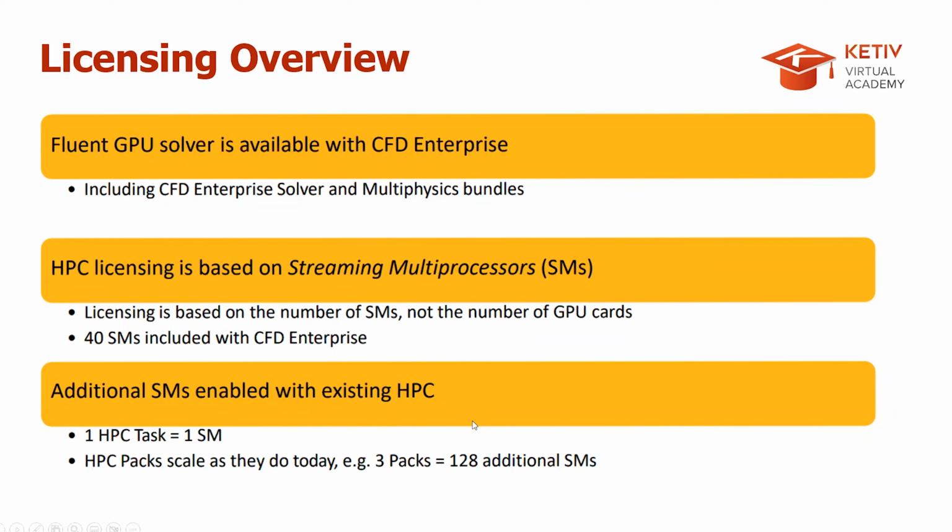These are very compatible with the existing HPC licensing inside Ansys. So if you already have HPC packs or HPC work groups, then all you need to know is how many streaming multiprocessors do my GPUs have in total? And you would be able to leverage your existing HPC to work with them. You don't need anything extra. They're highly compatible with the HPC licensing architecture in Ansys as of today.